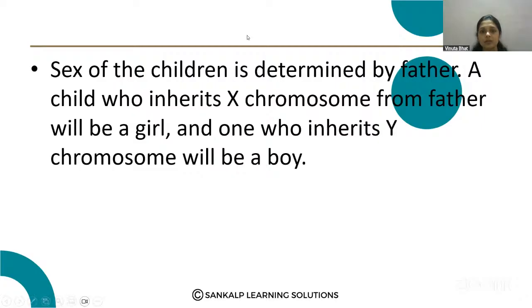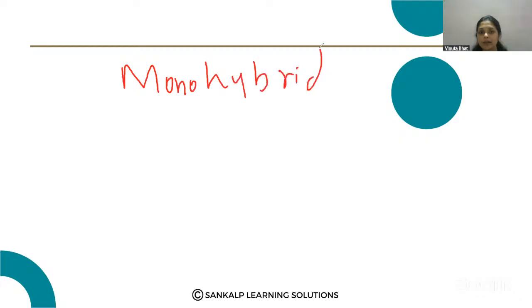So this is the last topic of this chapter. This topic completes the heredity chapter. So in the heredity chapter, what all did we learn? First, what is variation and how it is inherited from generation to the next generation. Mainly monohybrid cross of Mendel's experiment and the dihybrid cross.